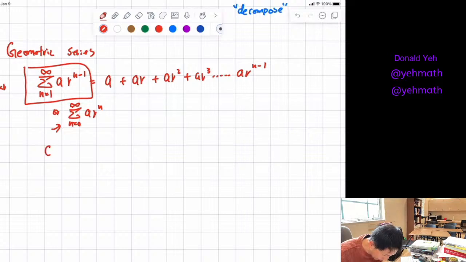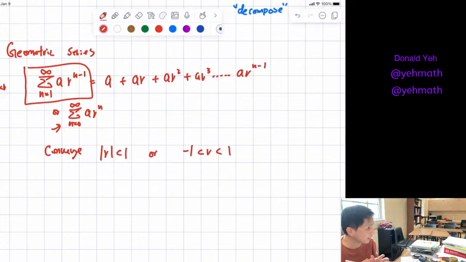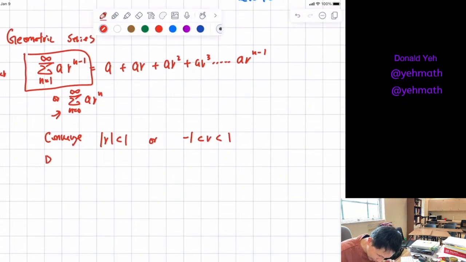It converges when absolute value of r is less than 1, or -1 less than r less than 1. So absolute value of r less than 1 means r is from -1 to 1. It diverges when absolute value of r is greater than or equal to 1. Now some people are gonna be like, why? I'm gonna explain why in a second.